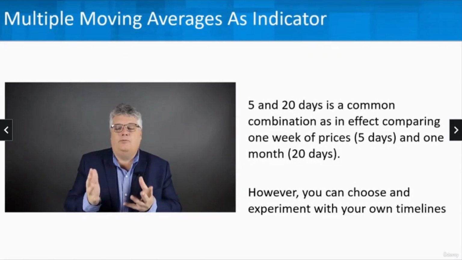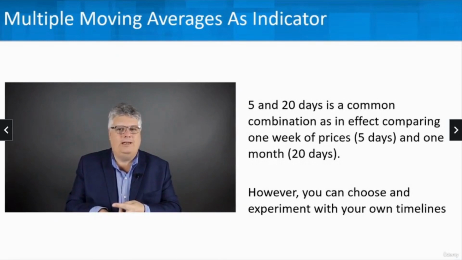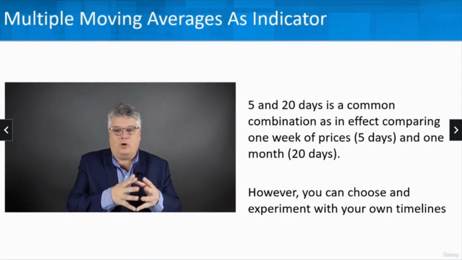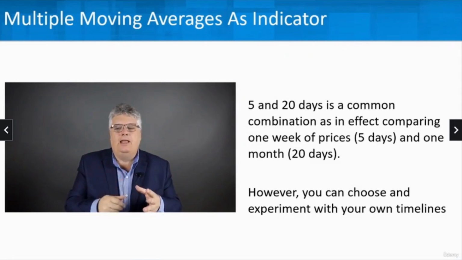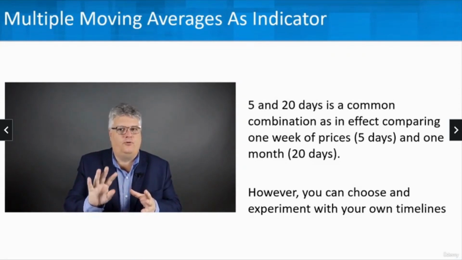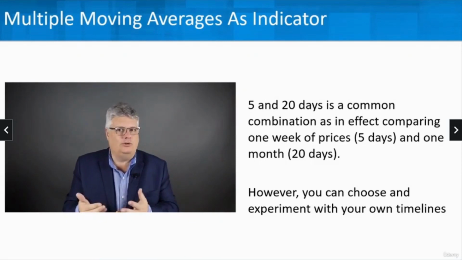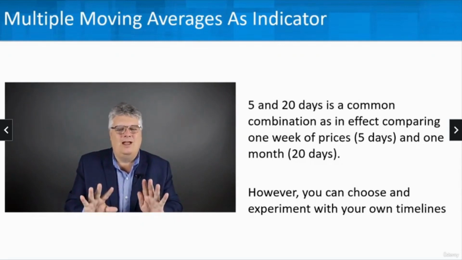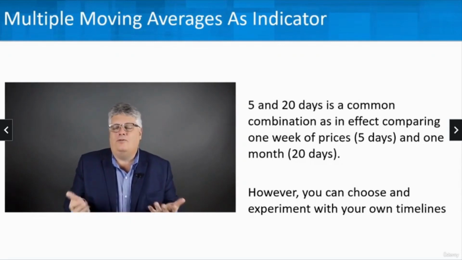So for example, a real common combination is a 5-day moving average and a 20-day moving average. You can see they're shorter time frames. In effect, you're comparing 1 week of prices, 5 trading days, and 1 month of trading prices, or 4 weeks times 5 is 20 days, as markets are open 5 days a week and closed 2 days a week. So that's a common way where you're looking at a week versus a month, and are they crossing over? However, you can choose and experiment with your own timelines, and that's perfectly okay.